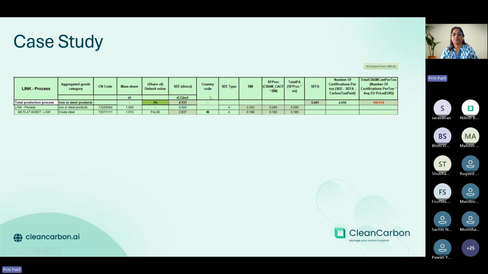Its country code is India. For actuals, it will not impact much, but if you are using default values, then country of origin makes a huge difference because the default values are different for different countries, and they are very punitive and very high for some countries like India.